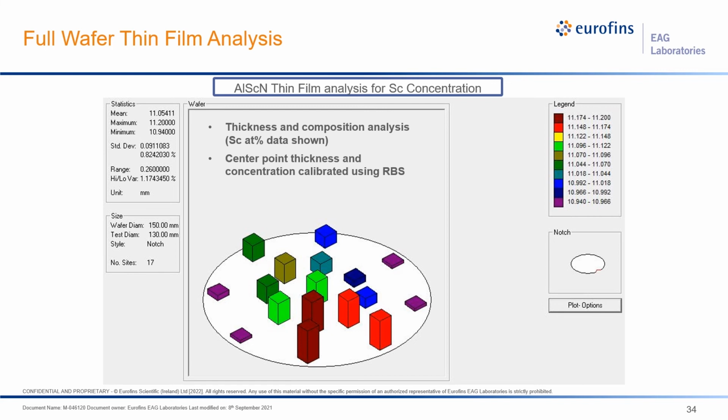RBS is a first principles analysis technique that is used to measure thickness and composition of thin films. It's a powerful technique in its own right, and I hope you'll all tune in for this seminar on May 13th. What's being shown here are the discrete measurement locations analyzed using a 10mm diameter spot size. The legend in the upper right gives the range of scandium concentrations in atomic percent, and we're measuring approximately a 2% variation in standard concentration across the wafer.